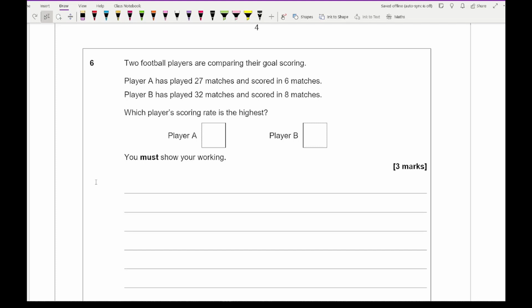Hopefully, I'm glad that they've not mentioned Ronaldo and Messi, because that would be worth more marks in terms of a discussion of seeing which one's which. We digress.